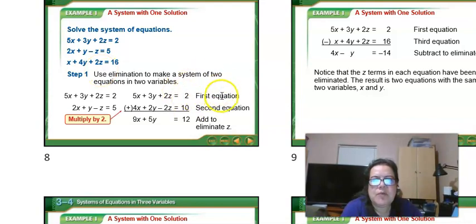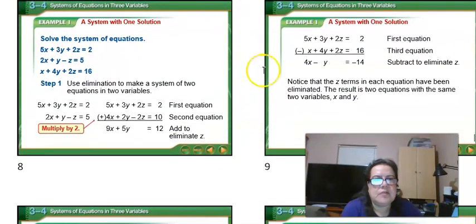So they're showing you different ways that you can solve these. For example, if I were to multiply this equation by 2, look what happens. I'm able to eliminate the z's, because then 2z minus 2z, when I add these two equations together, that is the result. And so you'll see some more examples like that.